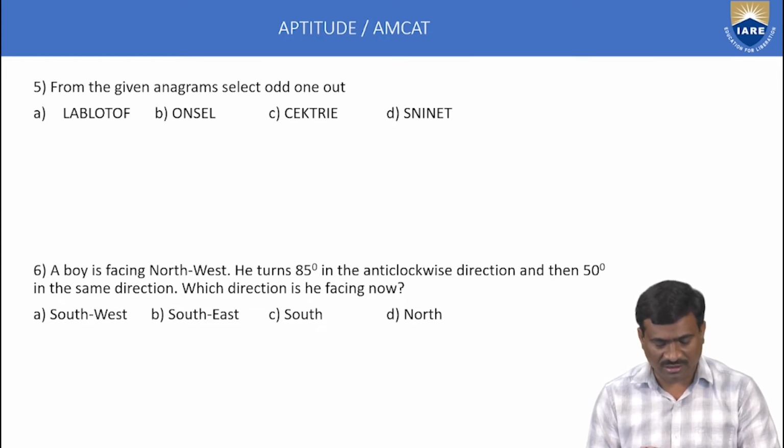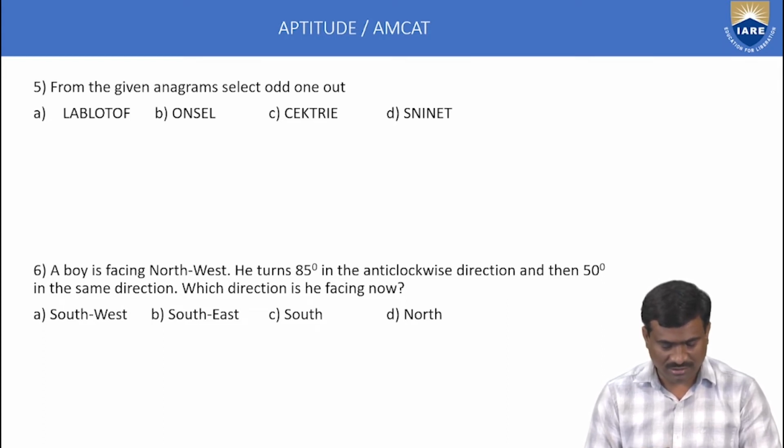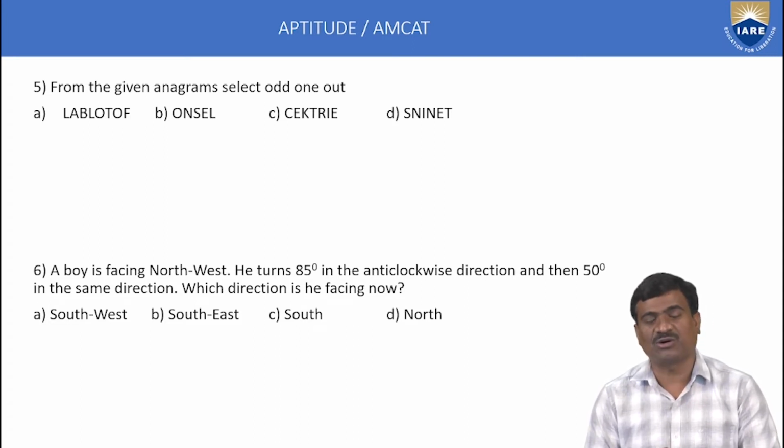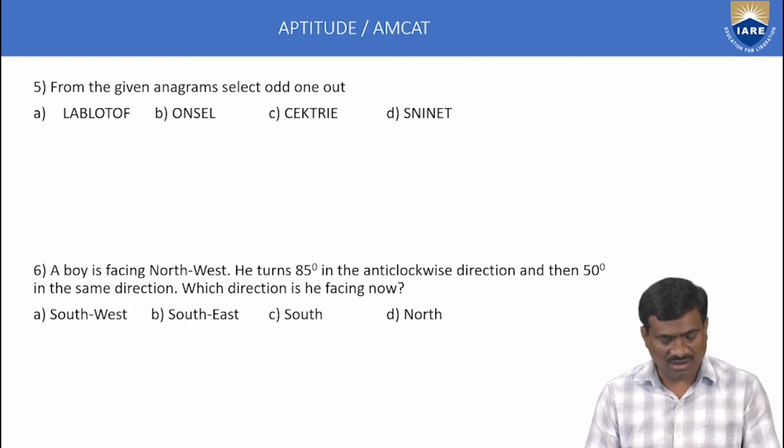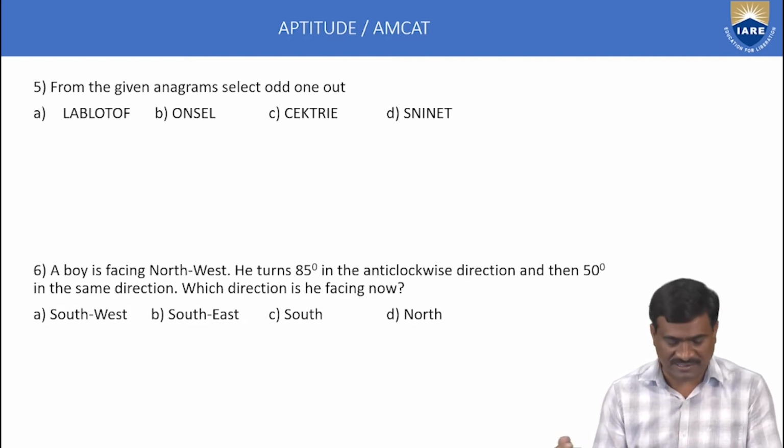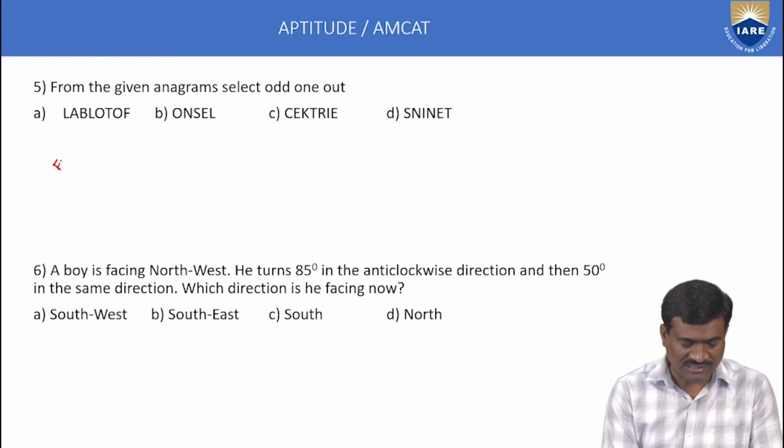From the given arrangement, select the odd man out. Options A, B, C, D. Rearrange the statements. Rearrangement: this indicates football.